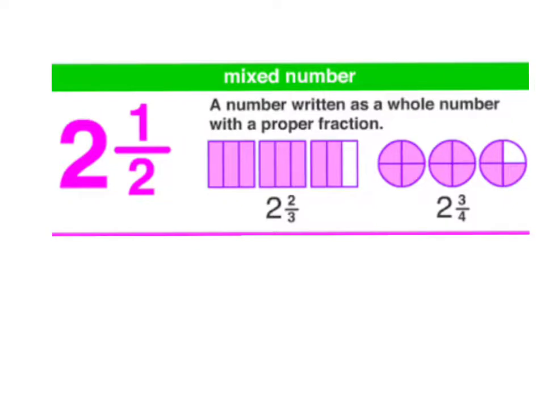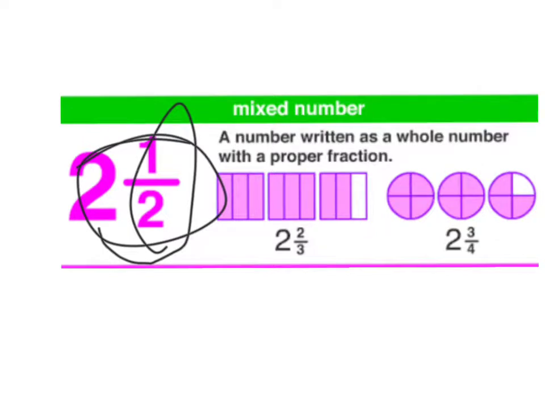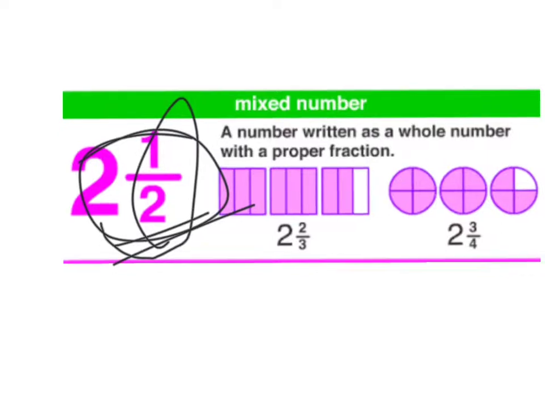Now what's a mixed number or a mixed fraction? A number written as a whole number with a proper fraction. So the combination of any whole number with a proper fraction, that we call a mixed number. So a mixed number is written as a whole number with a proper fraction. Now suppose this 2 and 1/2, this is your mixed number.